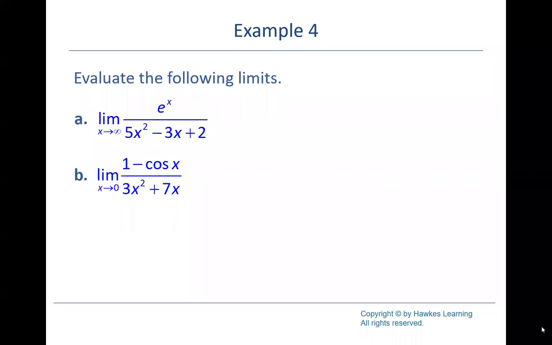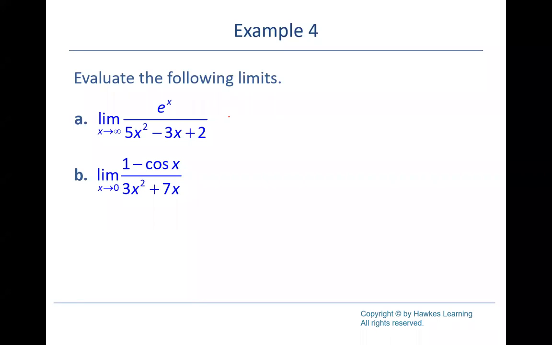In this video, we're going to take a look at two more examples of L'Hopital's rule, but these examples will incorporate a slight twist. So we can see here that we have two functions, both expressed as a fraction. In part A, we're taking a limit as x goes to infinity, and in part B, we are taking a limit as x approaches 0.